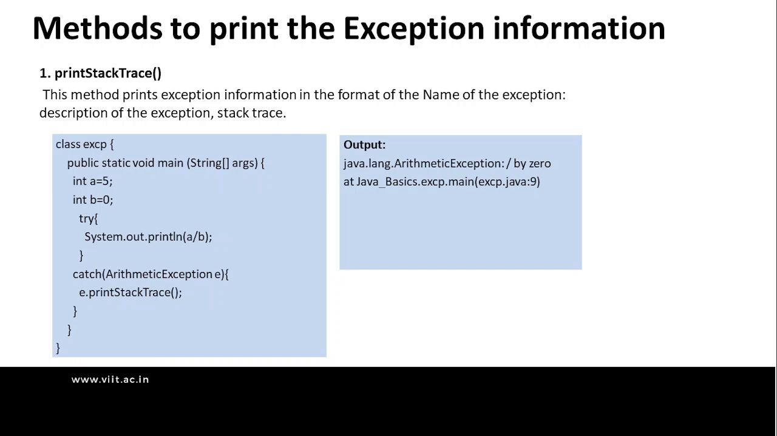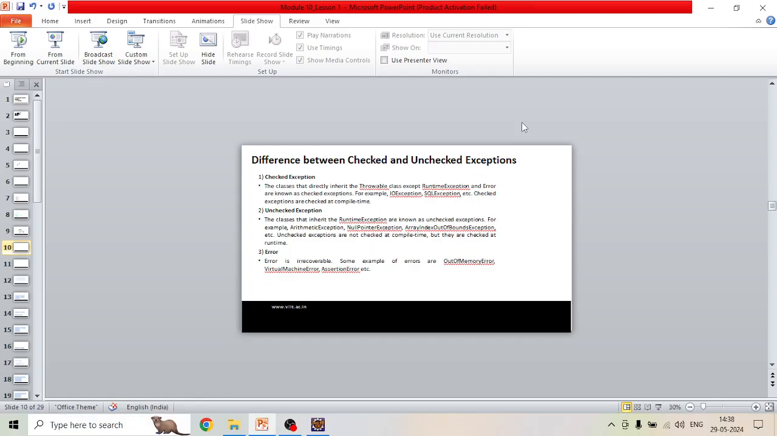For example, class exception, public static void main. Say integer a equal to 5, b equal to 0, and we are trying to divide a by b. This will give you an exception. So in try catch we can add this statement and catch the ArithmeticException e, so that e.printStackTrace will show what the exception is. Let us try this in Eclipse.